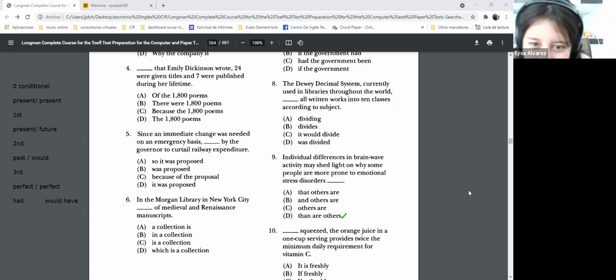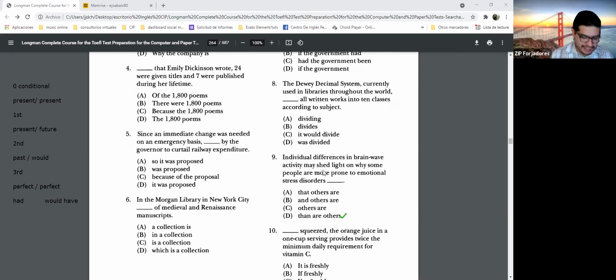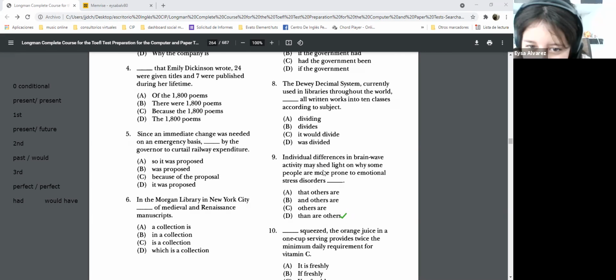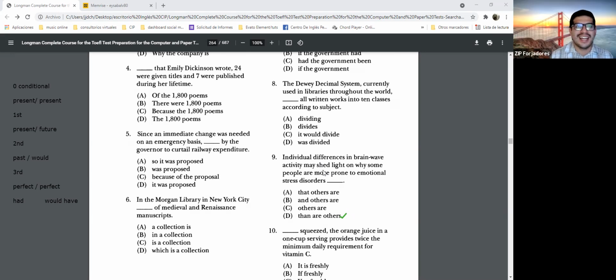We are talking about the individual differences. May shed, I don't know how to pronounce that, but that's the action. Why some people? Why is a connector. We have some people, the subject, and are this action, shed. Yes, shed.